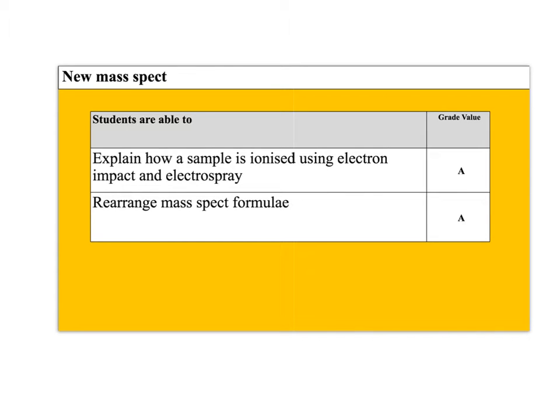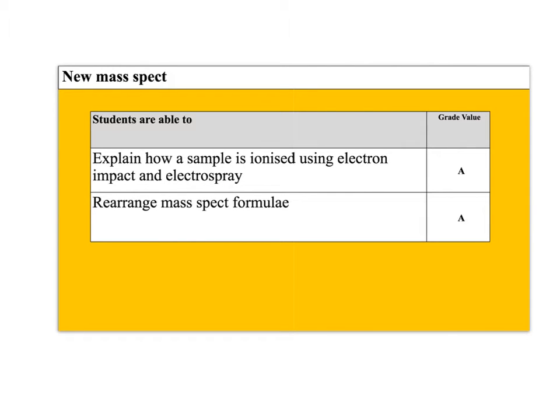So this is based on new information on the new mass spec, which has been released on the AQA website. Some of the information in all the textbooks is actually incorrect. In the textbooks, they explain electrospray ionization differently to what AQA have released on the website. Obviously, you're being tested by AQA, so it's AQA's information that we should be using. So I'm going to go through this different explanation.